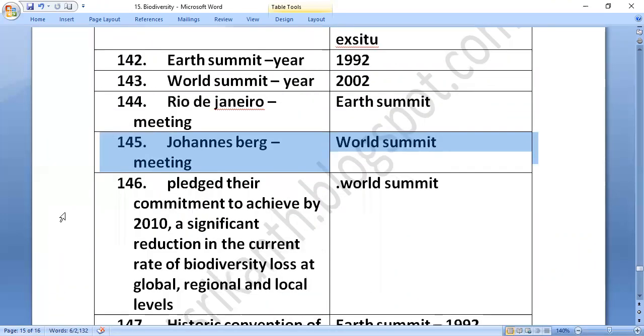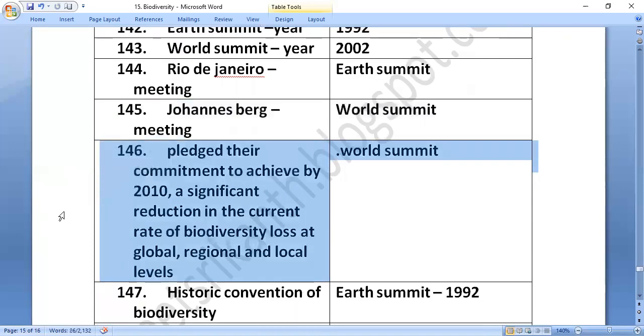At the World Summit, they pledged their commitment to achieve by 2010 a significant reduction in the current rate of biodiversity loss at global, regional and local levels.